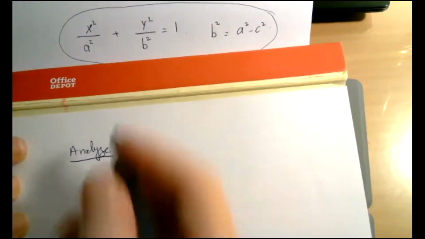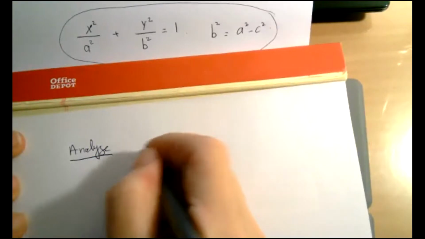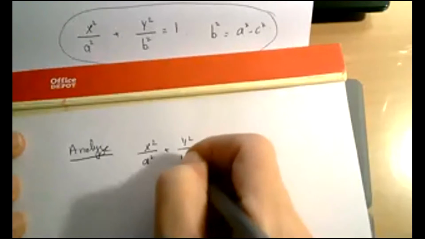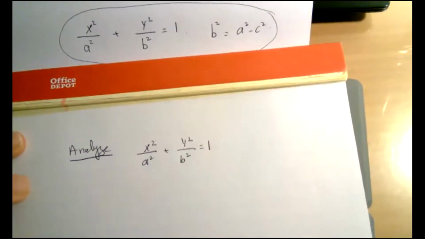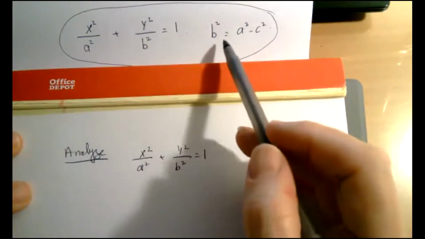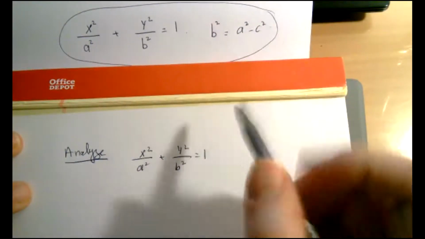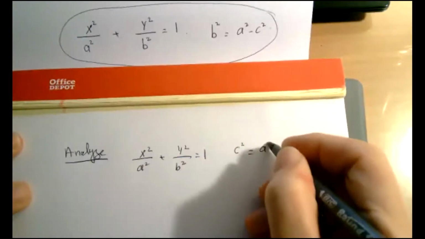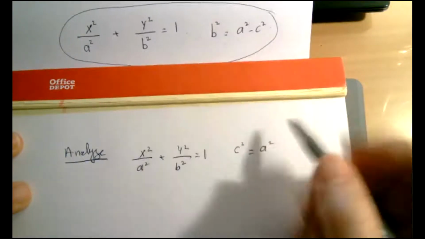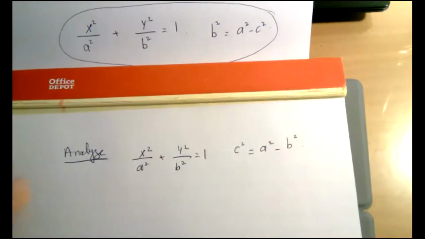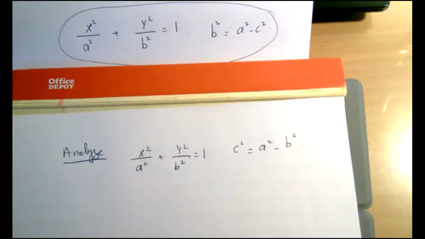Okay, so it's x squared over a squared plus y squared over b squared equal to 1. And the relationship for where this b is coming from, the formula will tell me it's a squared minus c squared, but I'm going to rewrite it as c squared equal. So I'm going to bring the c squared to this side: a squared minus b squared. And for a reason, it's easy to memorize it this way.